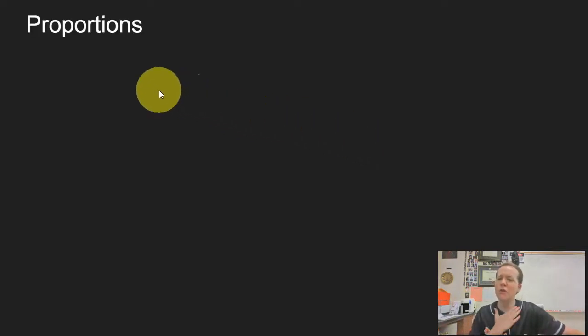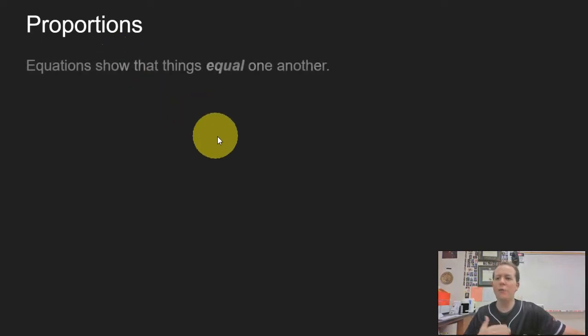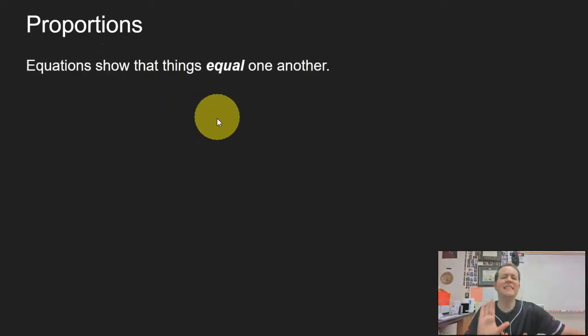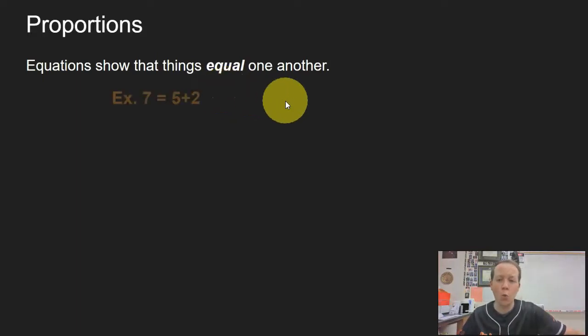All right, so to start off with proportions. When I say proportions, that's similar, but not quite the same thing as an equation. Equations show things that equal one another. For example, 5 plus 2 is equal to 7. They are the same thing. They are equivalent. 7 is equal to 5 combined with 2.